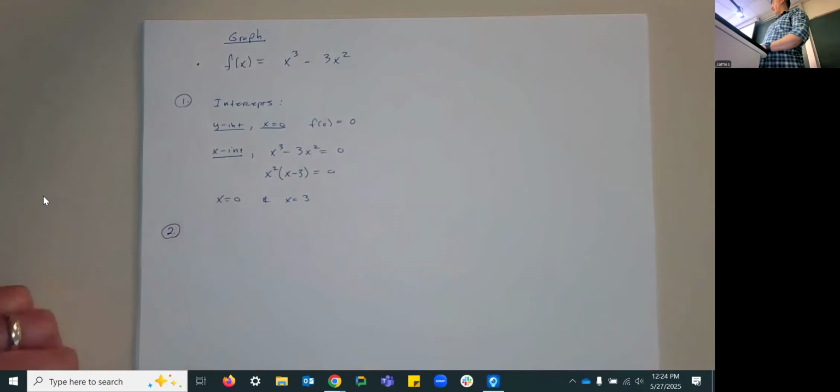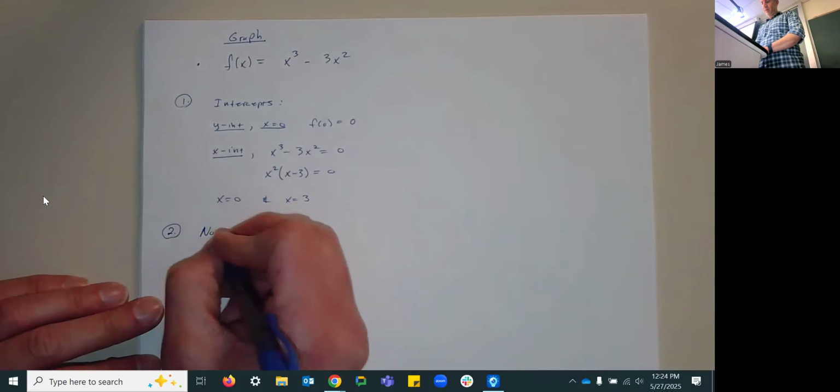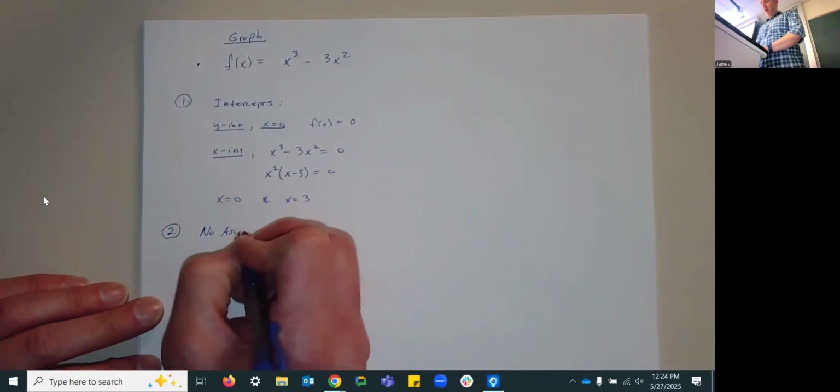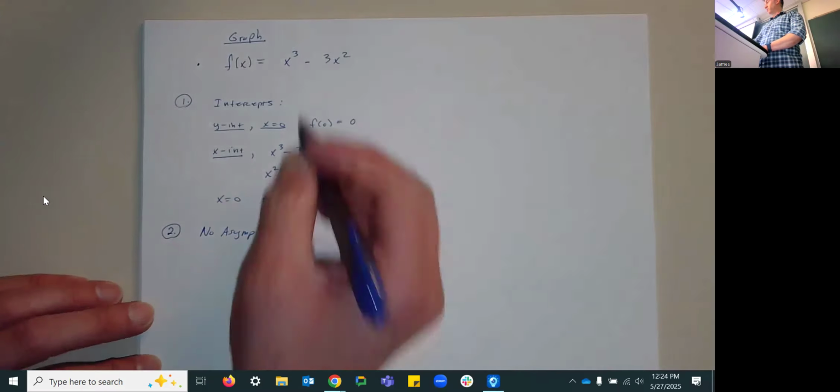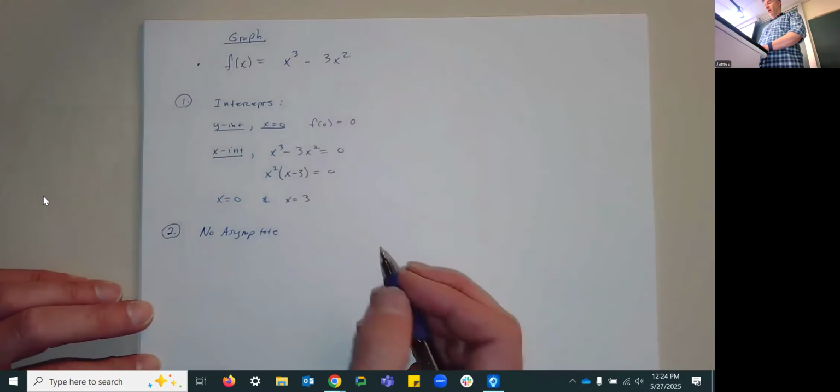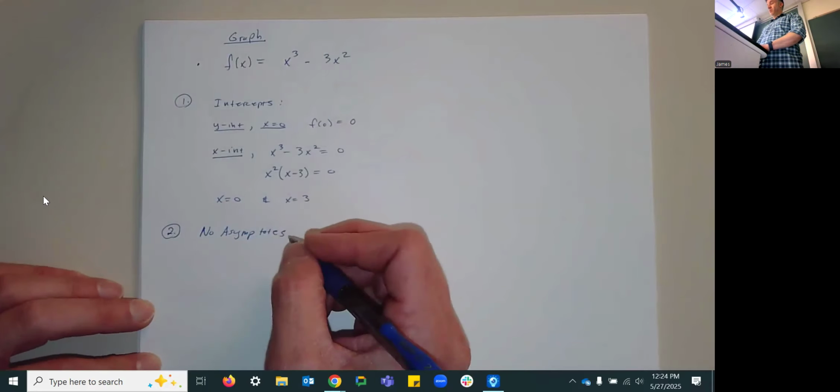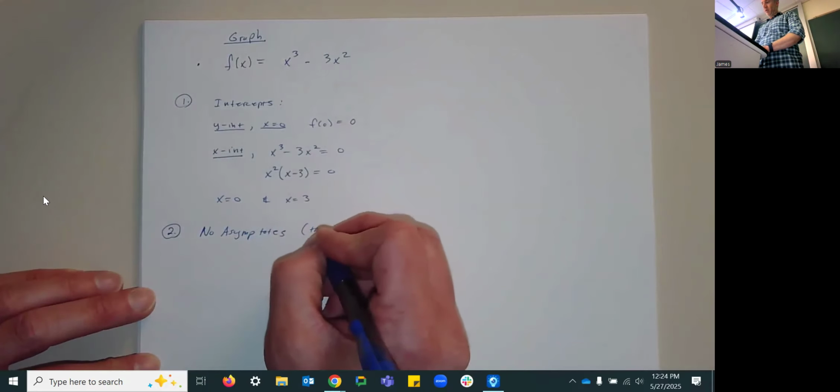Normally, next we talk about asymptotes, both vertical and horizontal, but this has no asymptotes. And any polynomial, where it's just nice positive integer powers of x, will not have any asymptotes. So that's true for any polynomial.